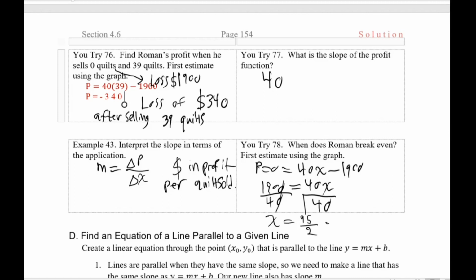or roughly when he sells 47.5 quilts. So once he's sold his 48th quilt, he will finally be in the black, even. And from then, he'll start making straight profit.